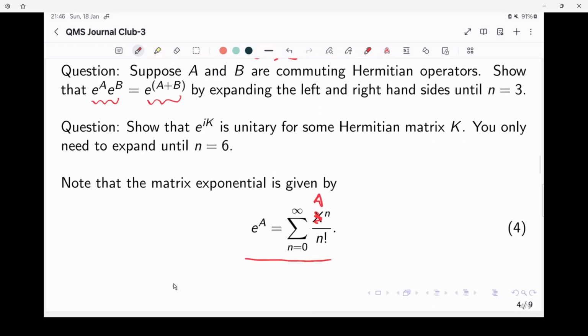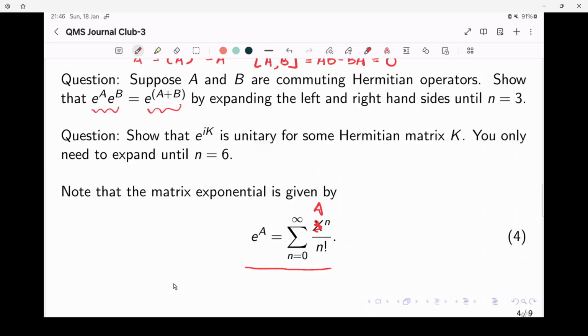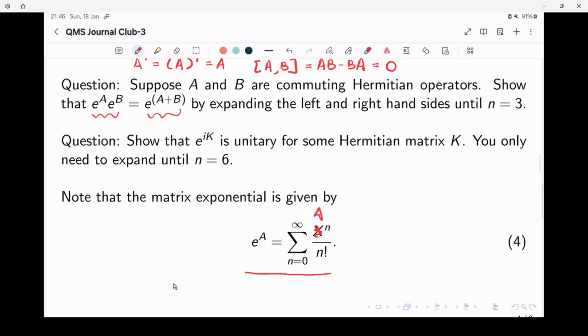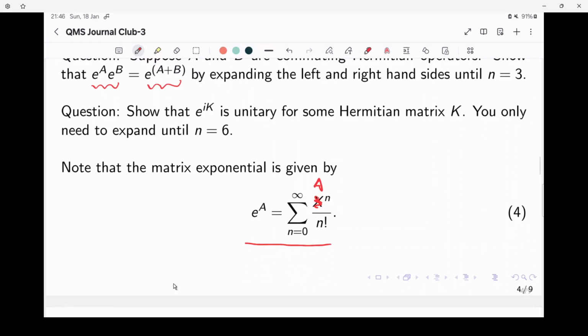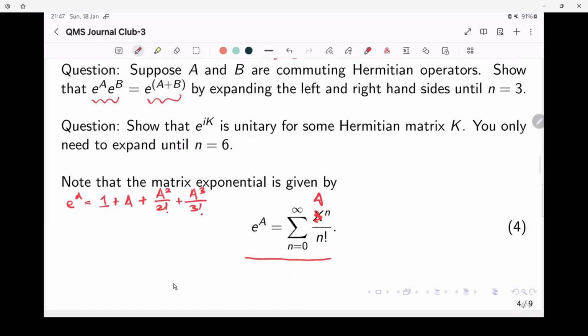Let's begin. So according to this equation 4, e to the power of a is the identity plus a, and then a squared over 2 factorial, a cubed over 3 factorial. So you just need to expand until n equals 3. So let's stop it here.